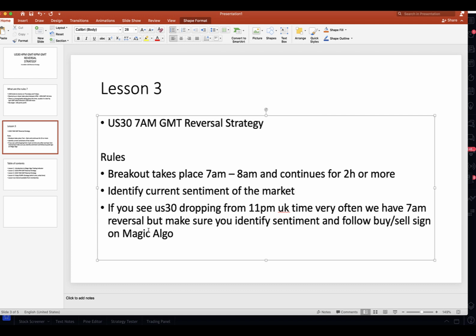And then if you see, let's say, it happens very often when US30 is dropping from 11 p.m. UK time, very often at 7 a.m. we have some kind of even small reversal. Because what happens is, Asia is pessimistic, but Europe is sometimes optimistic. It doesn't mean they're going to both be pessimistic. But if you see that at 7 a.m. the drop continues.